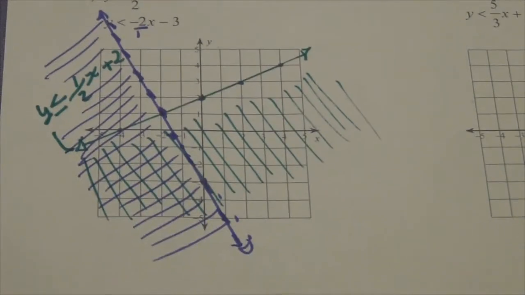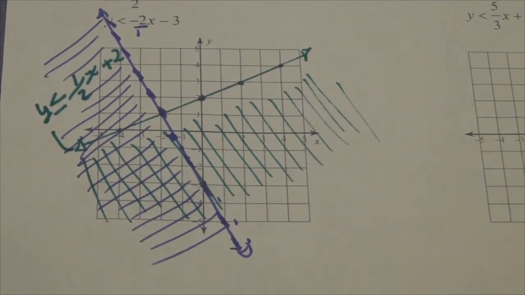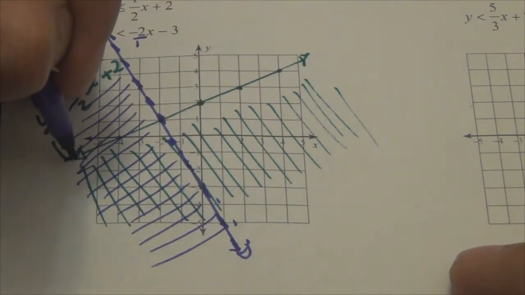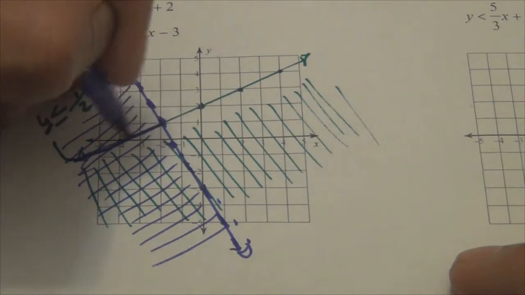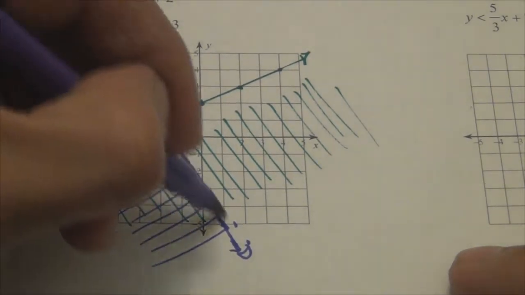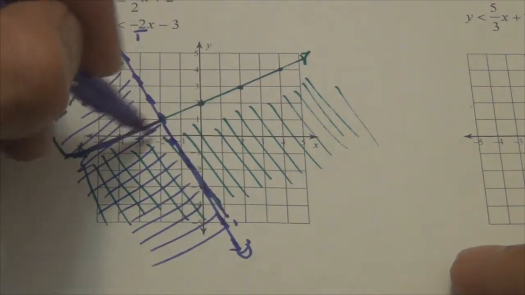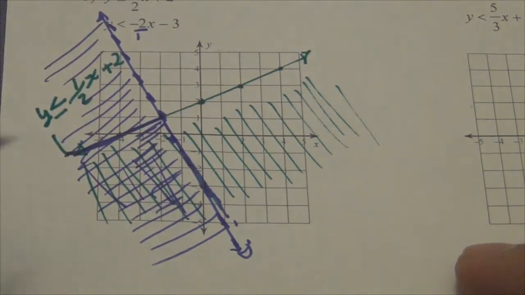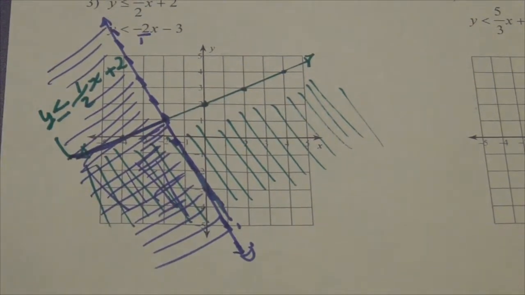Okay? So now when they ask me where is the solution? Well, the solution happens in this area. Look, this is the green line, this is the purple line, and this is where the areas are shaded more than once. Any point in here will be your solution. Let's do another one.